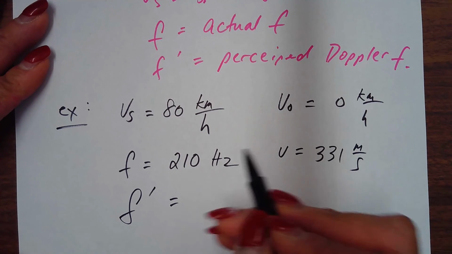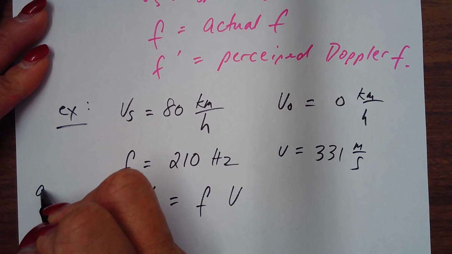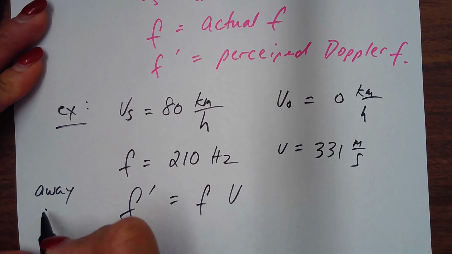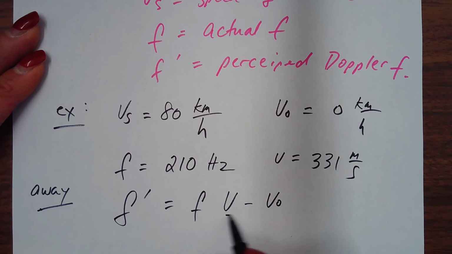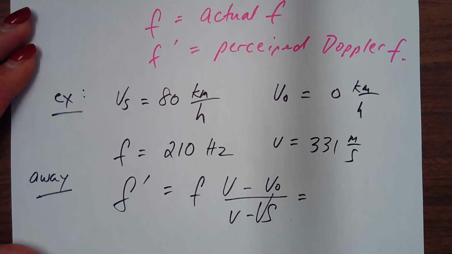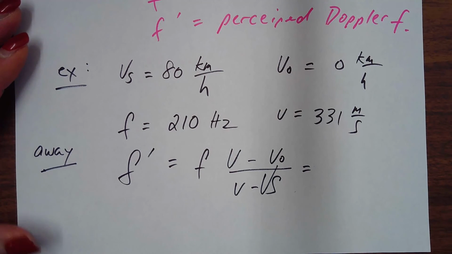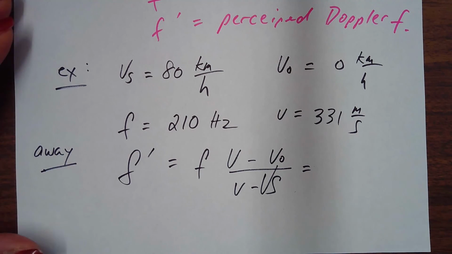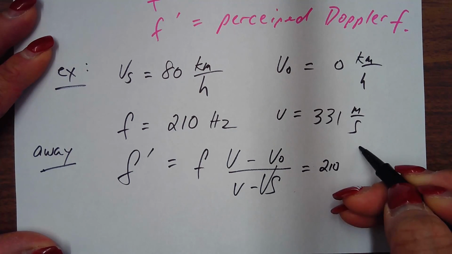Okay, so we get F prime. Now let's say this is moving away from you. So then you'll go V minus VO divided by V minus VS. Okay, so that will give you the, okay, can you guys do that one? And let's see what is the perceived frequency. What happens to that 210 hertz?